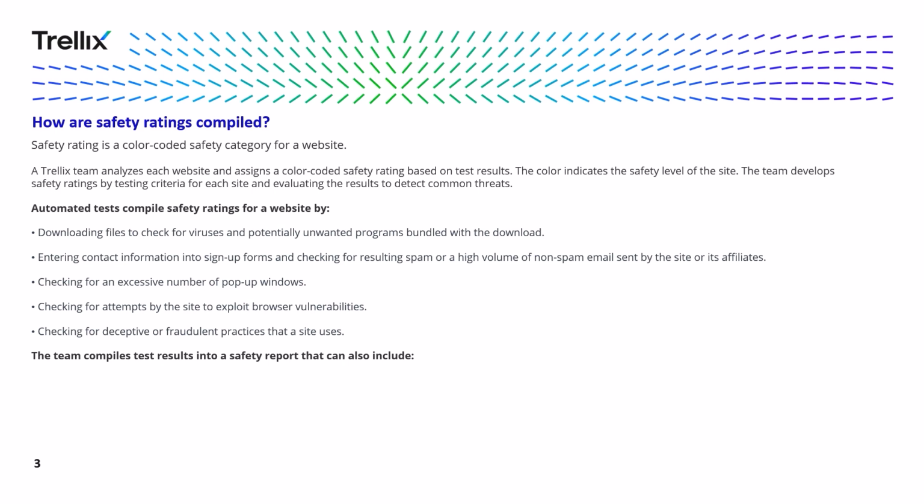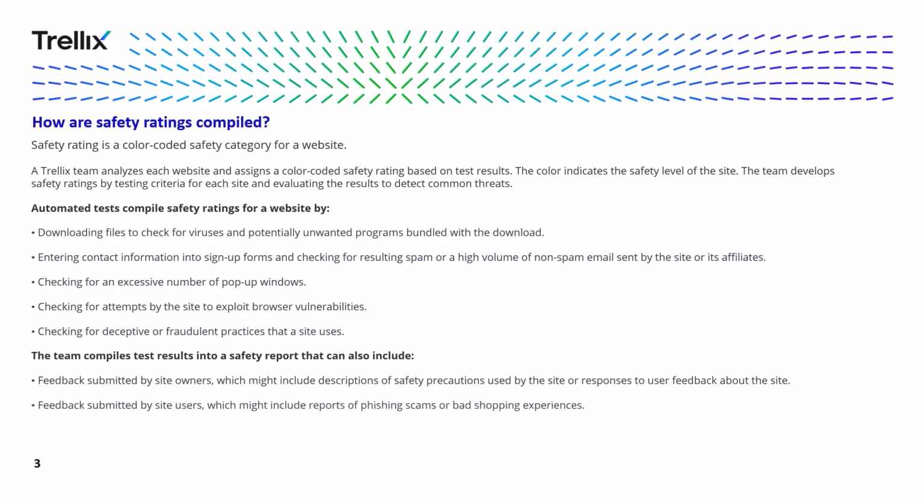The team also compiles test results into a safety report that can also include the following: feedback submitted by site owners, which might include descriptions of safety precautions used by the site or the responses to user feedback about the site. Feedback submitted by site users, which might include reports of phishing scams or bad shopping experiences. More analysis by Trellix experts. The Trellix GTI server stores site ratings. The server is updated periodically with the latest rating and site details.